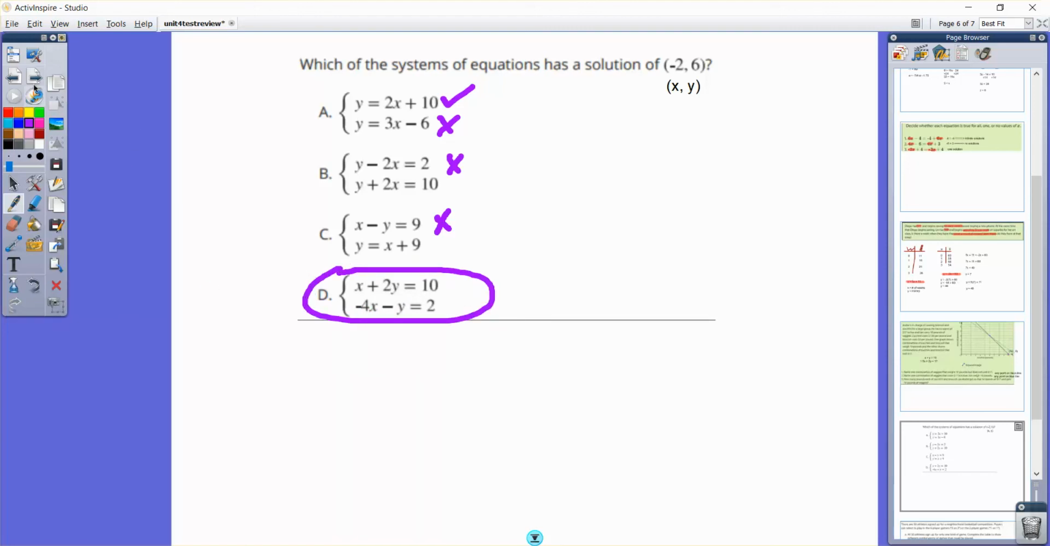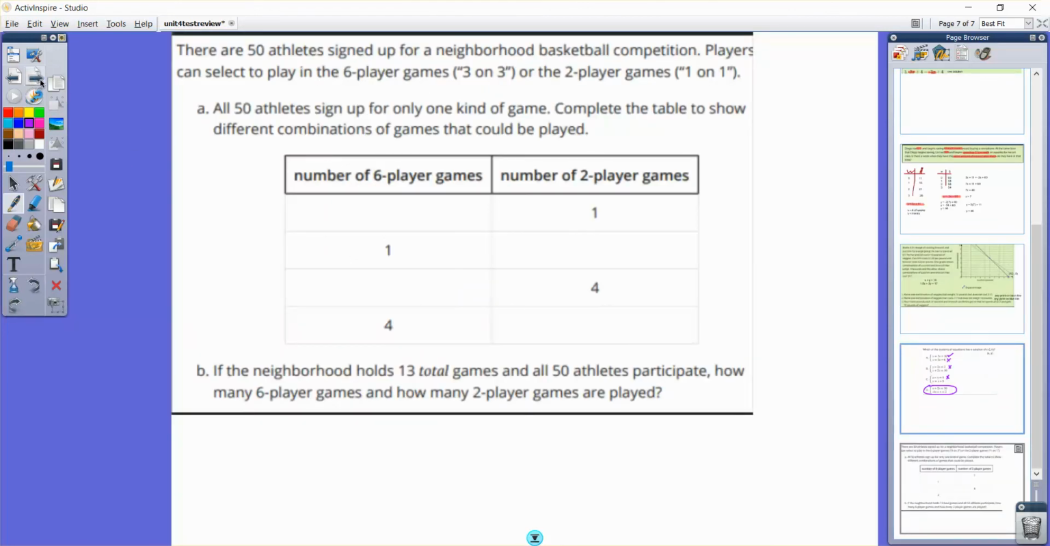All right, last problem in here. There are 50 athletes signed up for a neighborhood basketball competition. Players can select to play either 6-player games, 3-on-3, or 2-player games that are 1-on-1. All 50 athletes sign up for only one kind of game. Complete the table to show different combinations of games that could be played.